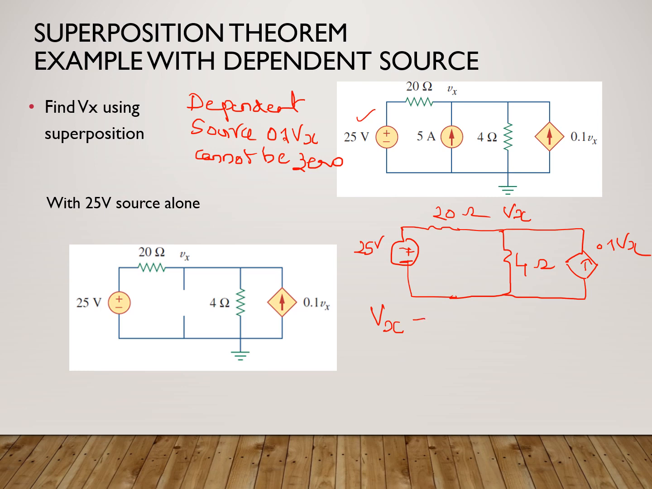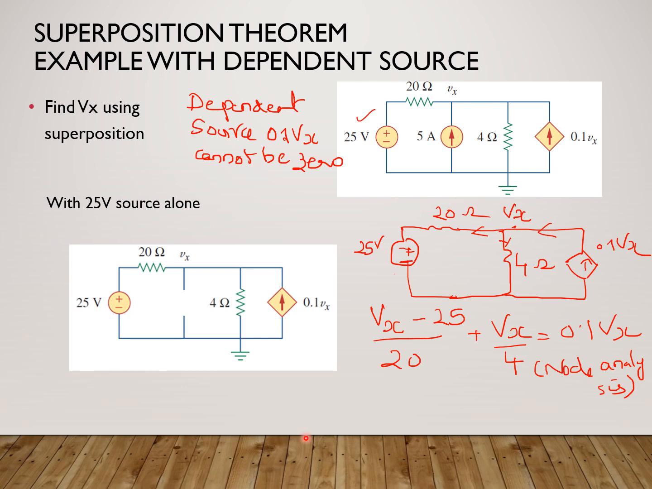Now, Vx minus 25. The current through this branch is (Vx minus 25) divided by 20. The current through this branch, that is the 4 ohm, is Vx divided by 4. And there is a current flowing into this node, which is 0.1 Vx. So basically we are applying node analysis, and node analysis is nothing but KCL. So what we have done is applying KCL at this node.